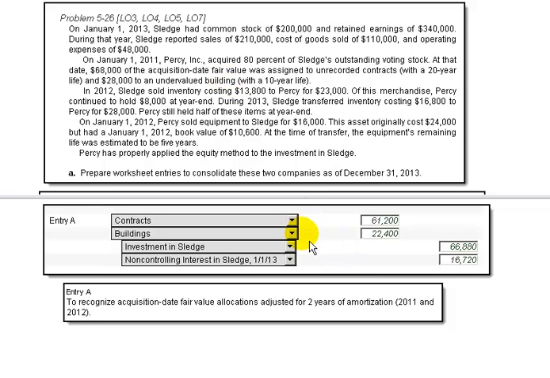And we do that by increasing those assets, and then we take the offset to the investment and equity account, as well as a portion of that offset going to the non-controlling interest in Sledge.